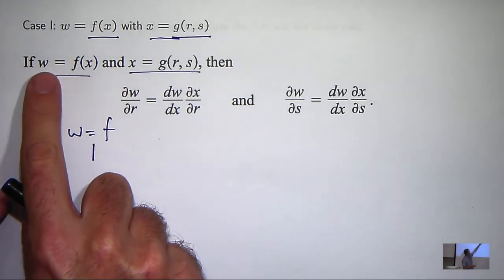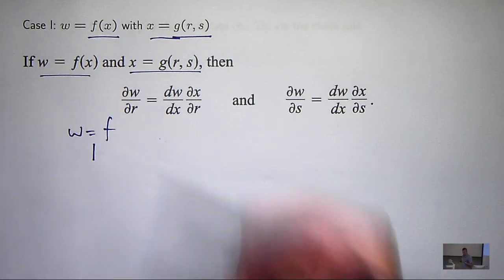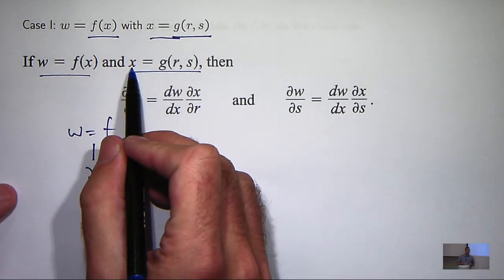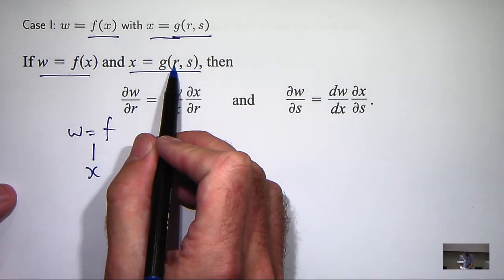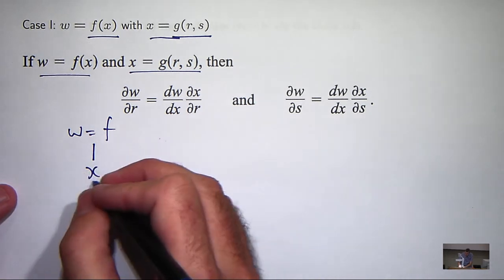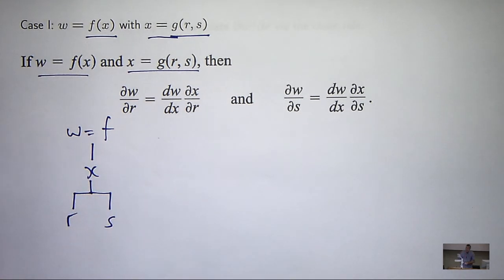So w depends on x, so I draw a little link. And then x depends on 2 variables, r and s. So I make a little branch, I guess, a splitting branch to show that x is dependent on 2 things. Now, how do I actually get a chain rule out of that?